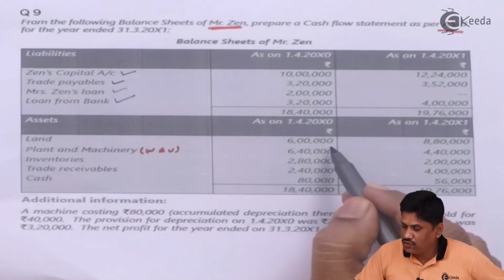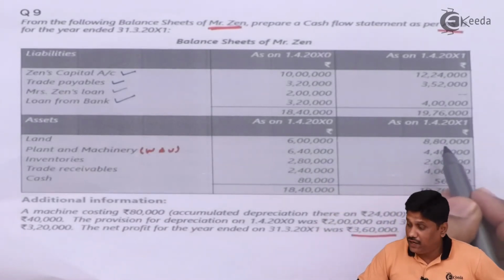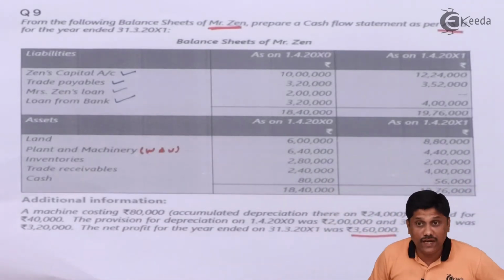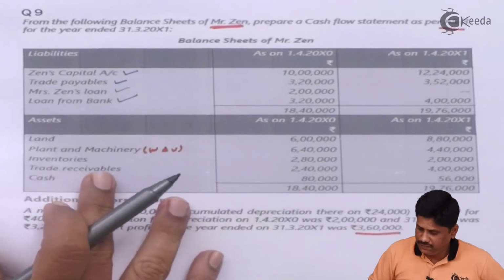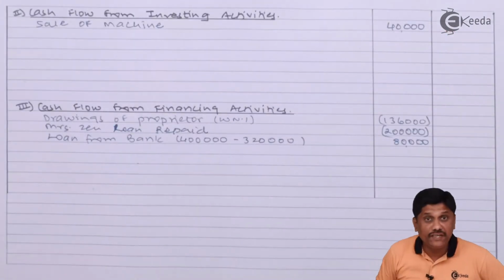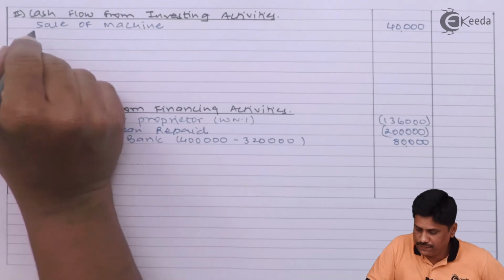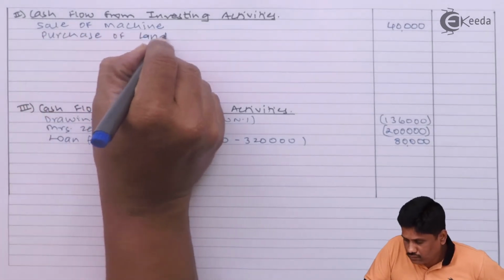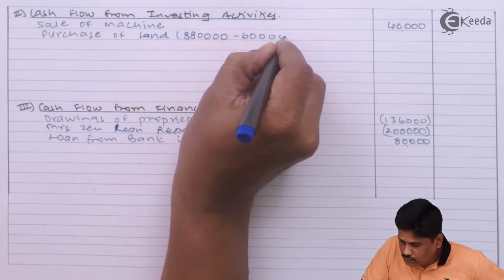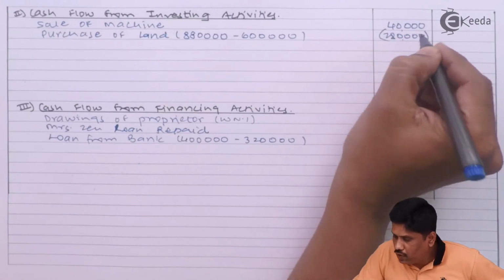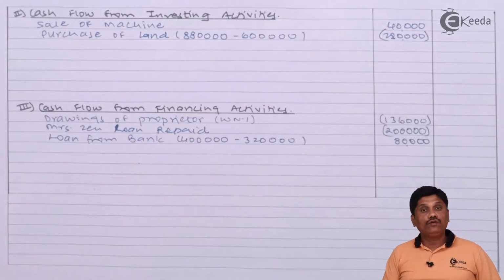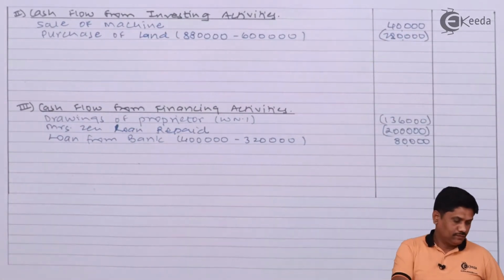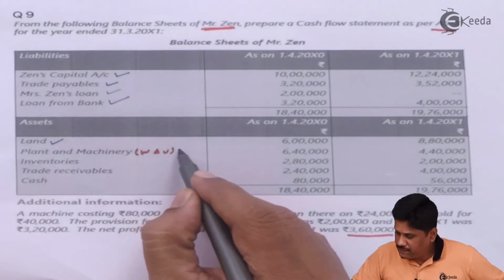Land 6 lakhs was there, now it is 2,880. That means we have purchased land of 2,80,000. Investing activity mein likhna padega students. Land kharida, matlab there is outflow of cash, so negative. Plant and machinery we have already taken up.